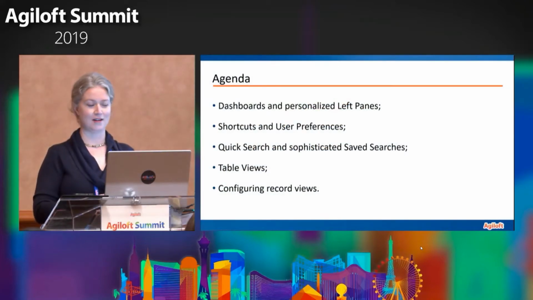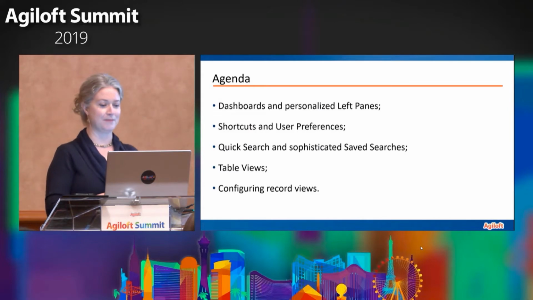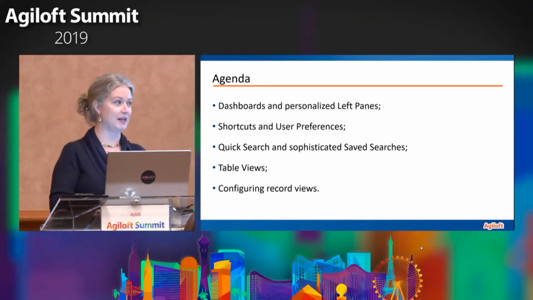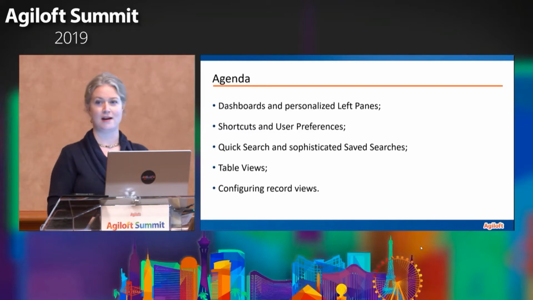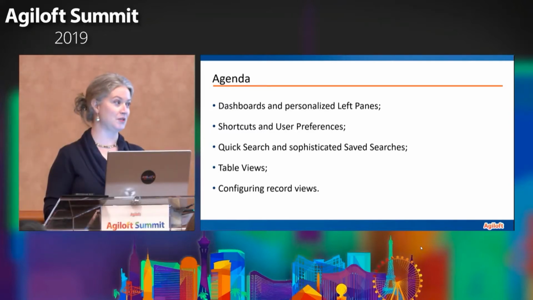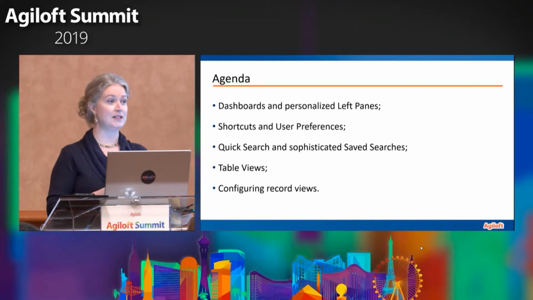So today, our agenda: we're going to go over a little bit about dashboards and how you can personalize the left pane. We'll talk a little bit about shortcuts and what you can do to adjust user preferences. We'll also take a look at the various ways to search in the system using either the global search, the quick search, and then saved searches. We'll take a brief look at table views and some of the neat things that you can do with those, including some of the new data types that now you can include in table views.